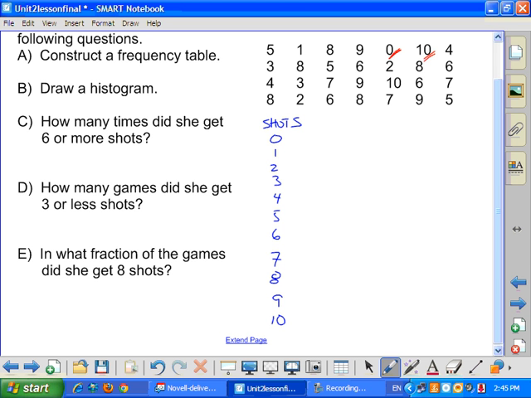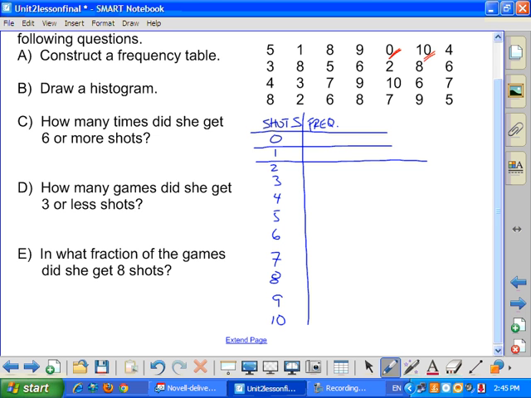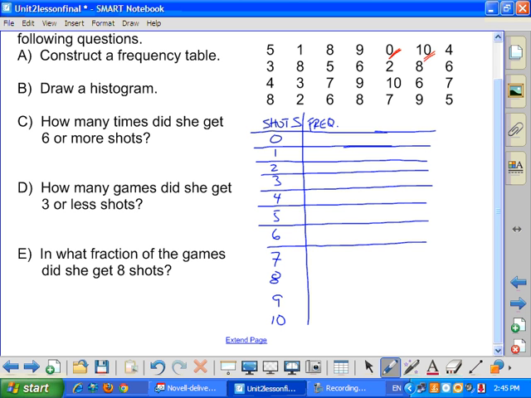So there we go. Next, I'm going to do frequency. Frequency, so how often each one occurred. So I'm going to split this into, I'm going to make a nice little chart. So I'm going to put a line across for each one.